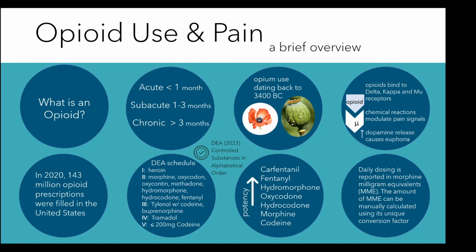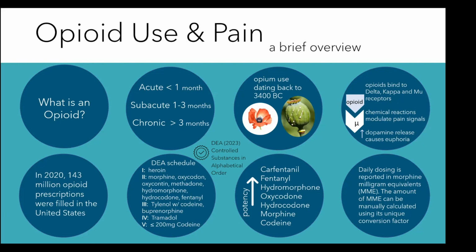This next slide is a very simplified visual of how opioids work. They work by binding to nerve receptors, which then modulate pain signals. The activation of the mu receptor is how opioids exert most of their analgesic properties, and it's most implicated in opioid misuse and opioid use disorder treatment. When opioids bind to a receptor, there's an increase in dopamine release, and this increase in dopamine release causes the feeling of euphoria.